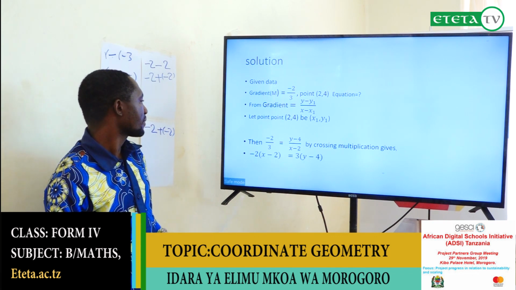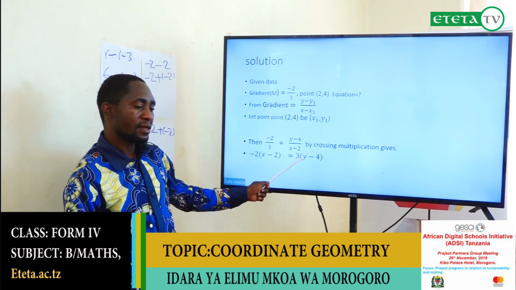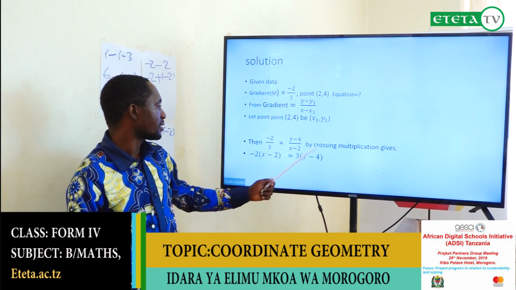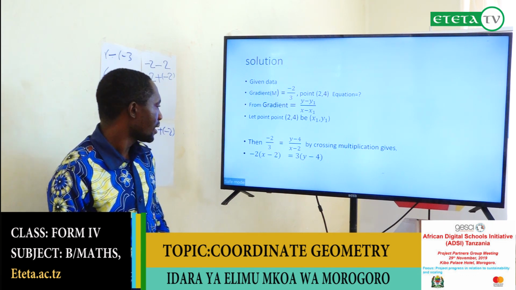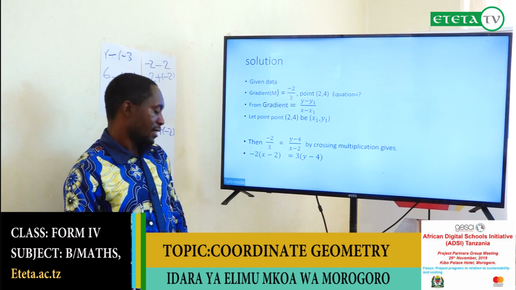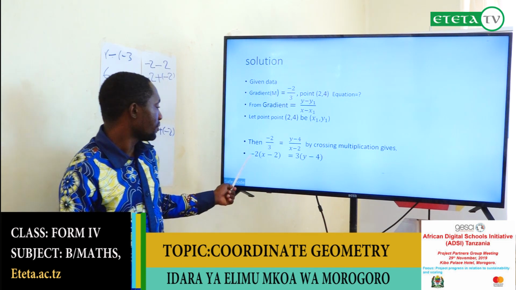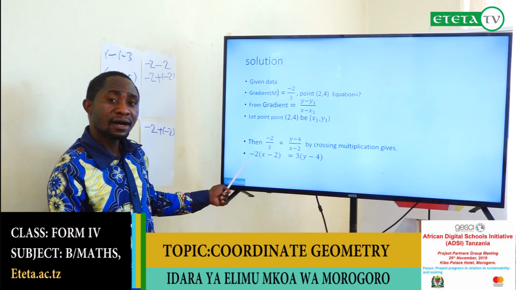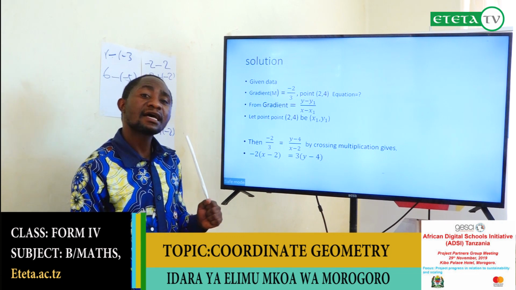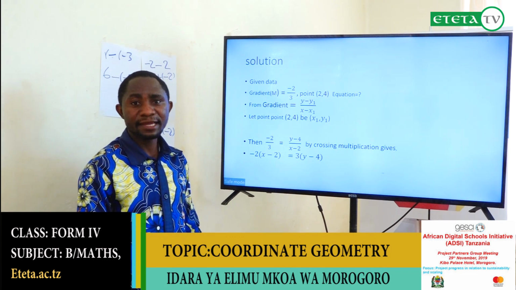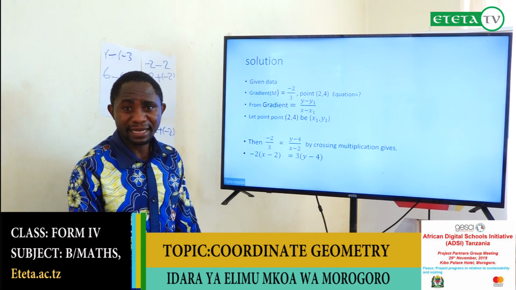As you can see, -2 times x minus 2 equals 3 times y minus 4. Now, try to open the brackets. Mind you that the number or the factor that is found outside the bracket has to be multiplied by each member or each value found inside the bracket.